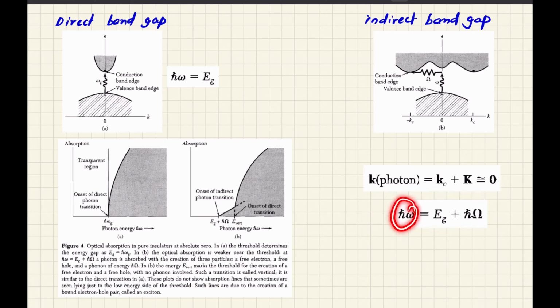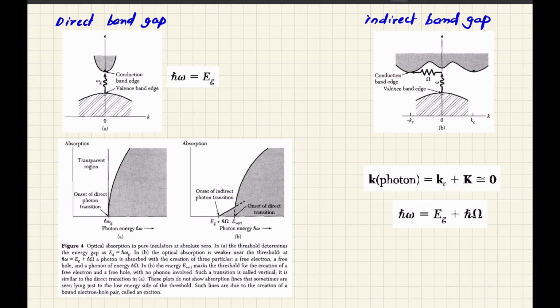So h cross omega should be equal to Eg, Eg is basically this much energy, plus h cross omega. So this is the energy of the phonon. Okay. So this is required for the conservation of energy. Okay, so this process creates a hole, a free hole and a free electron and a phonon also. Okay, so this process is mediated by phonon as well as photons.